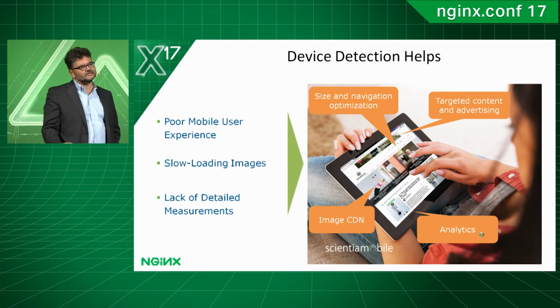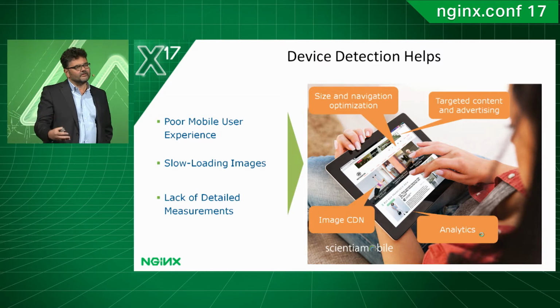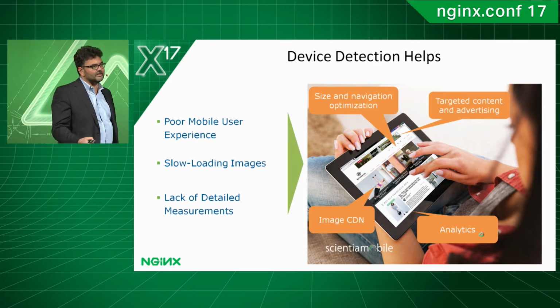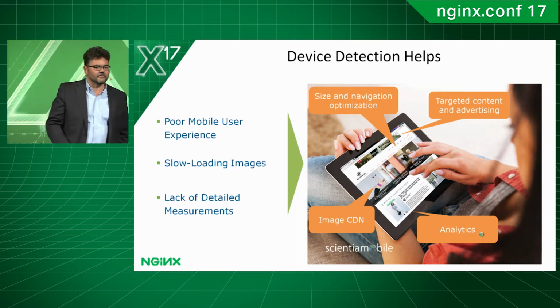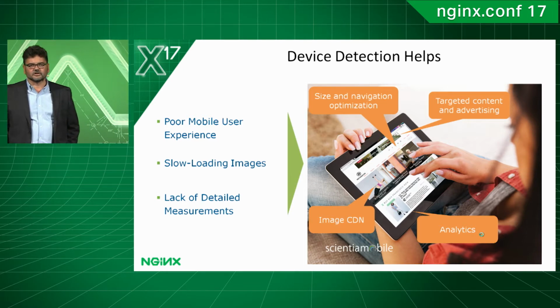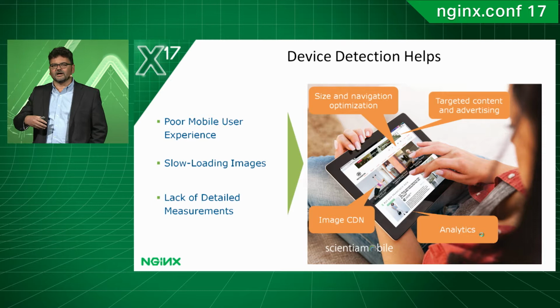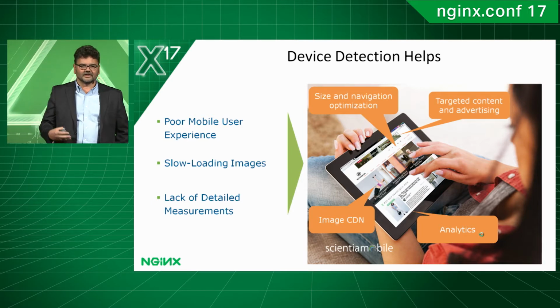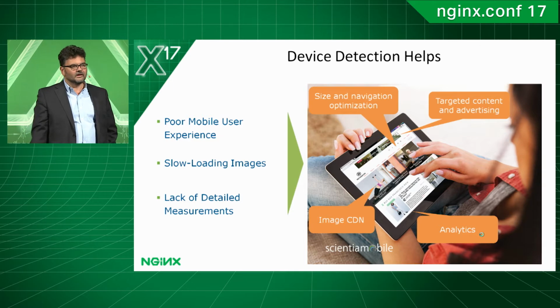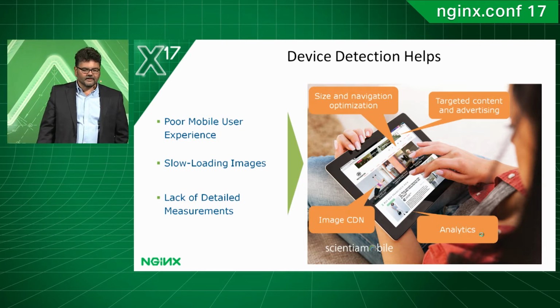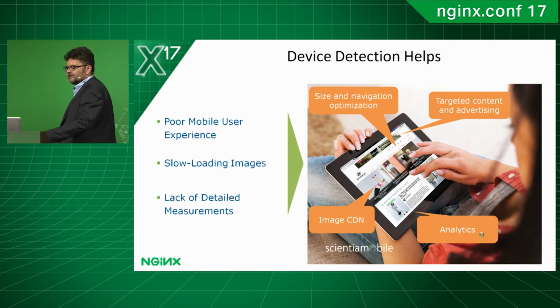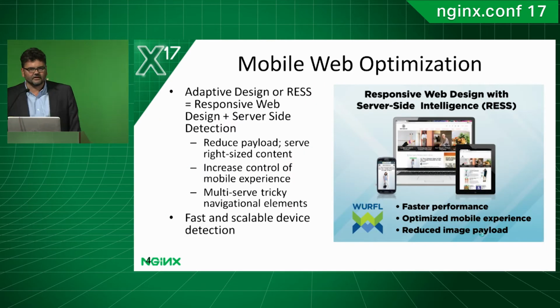You want to look at device detection when you have an issue of optimizing the user experience on mobile devices. This applies both to delivering smaller images to mobile devices. This applies to providing different navigation for mobile devices that don't have a mouse and a keyboard. And this also applies to having a better understanding of the demographics of your system.